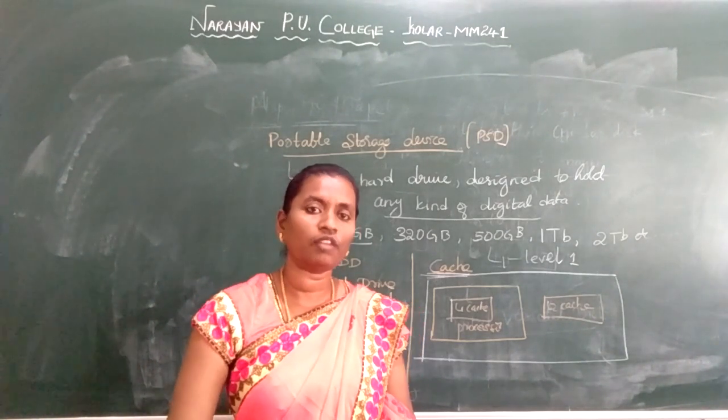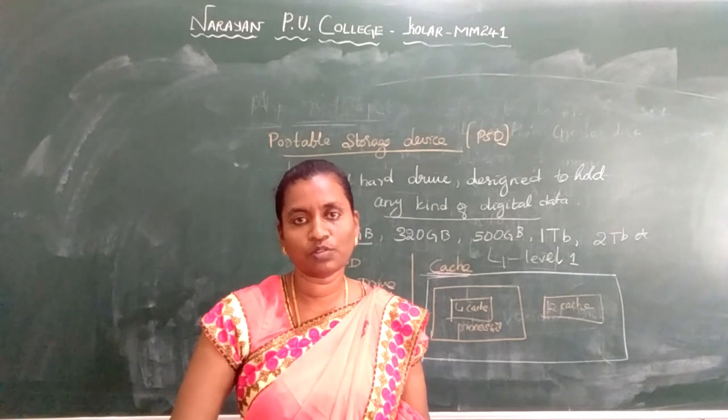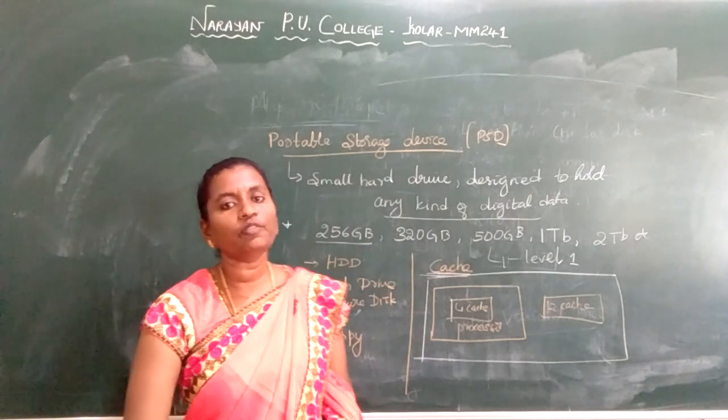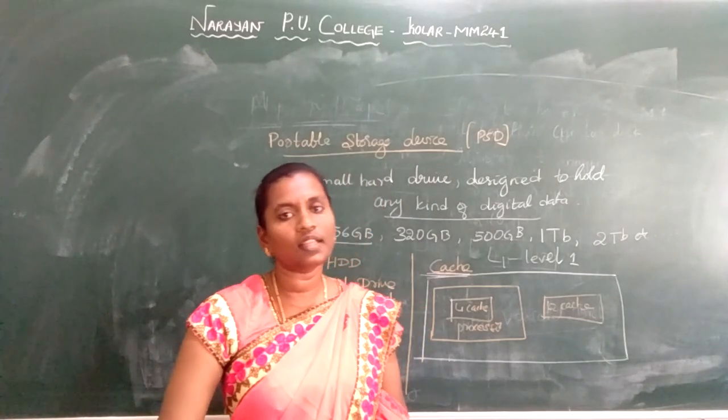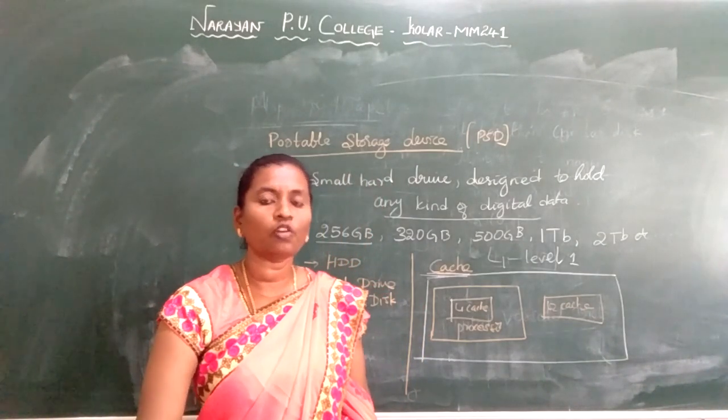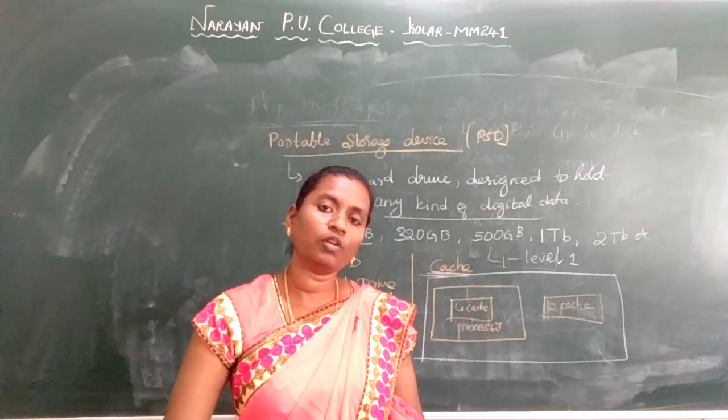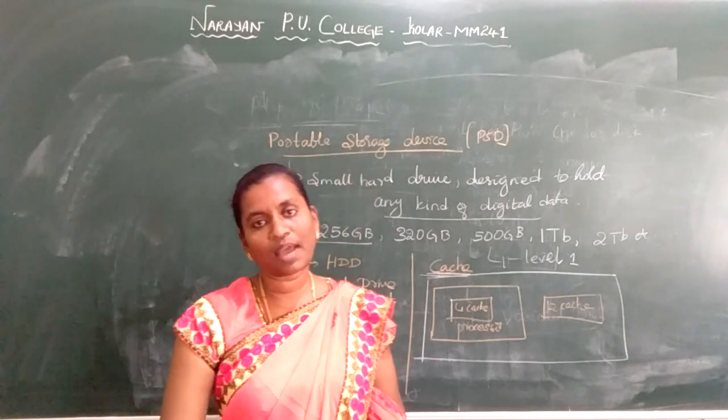If you want to use the data for a long period of time, it has to be stored in a storage medium. We have two types of memory: primary memory and secondary memory. What falls under the category of primary memory? Your RAM and ROM. ROM stands for read-only memory. RAM stands for random access memory.